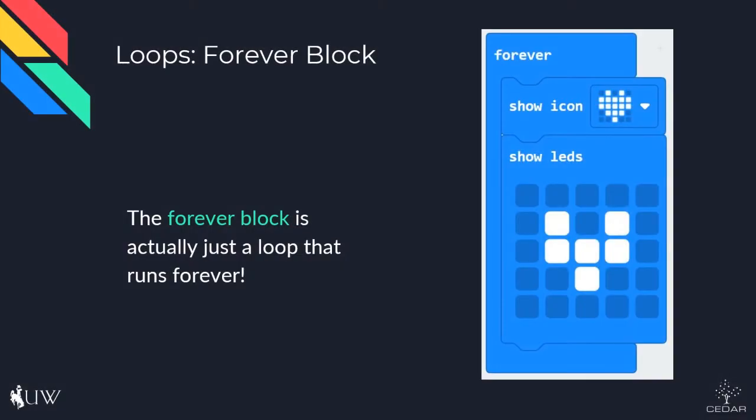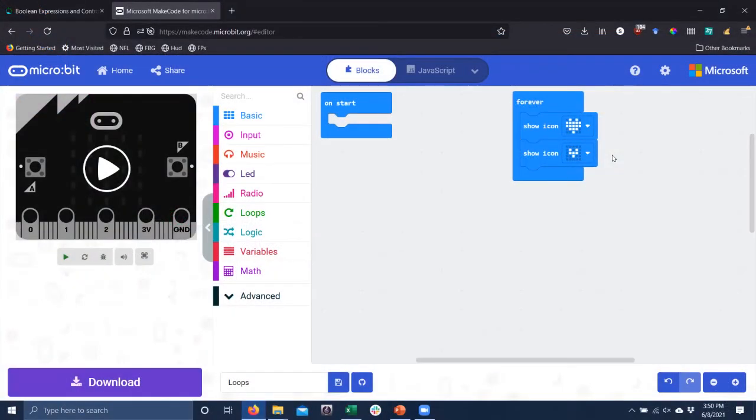By now, you've noticed that when we start a new program, a forever block is in the editor automatically. The forever block is actually just a loop that runs forever. Any blocks that are within the forever block will continue to execute as long as the microbit has power. This example will show a beating heart on the microbit until it dies.